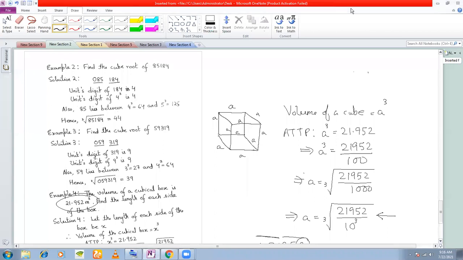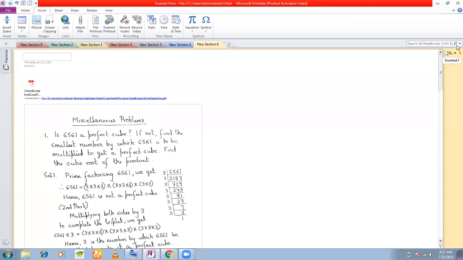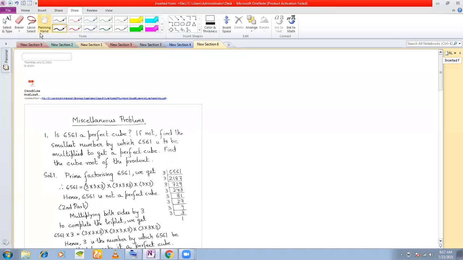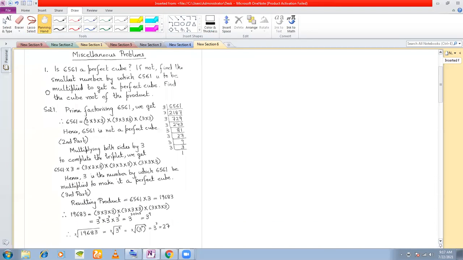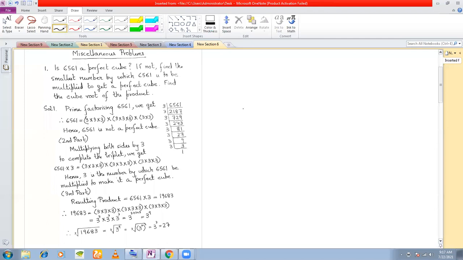Okay. So we'll move on to some miscellaneous problems on cube roots. Now we'll start with these problems. These problems are very similar to your square root problems. We need to prime factor, except that here we'll not be involving pairs of primes. Here we'll be involving triplets of equal primes.